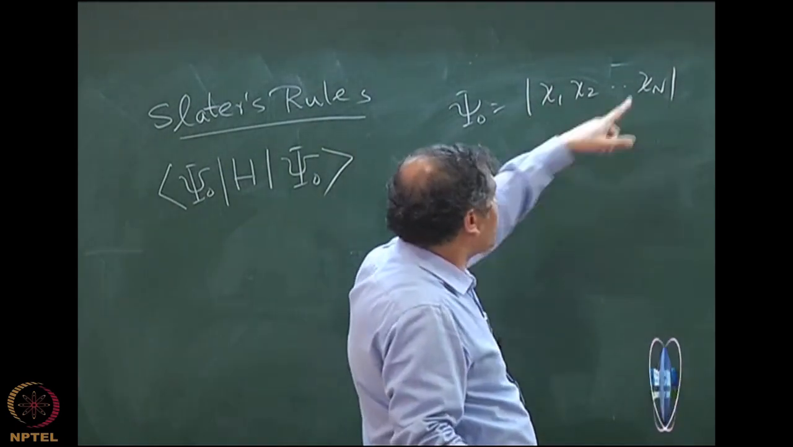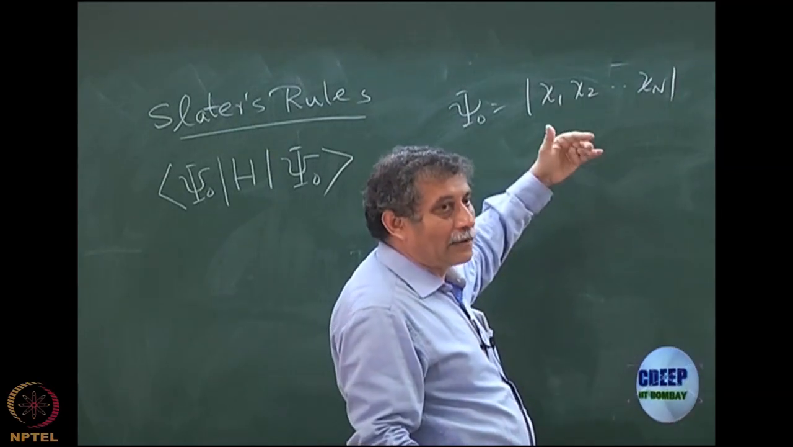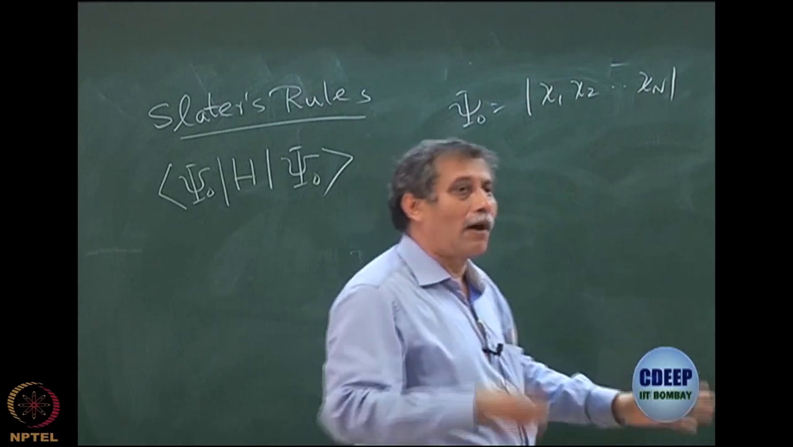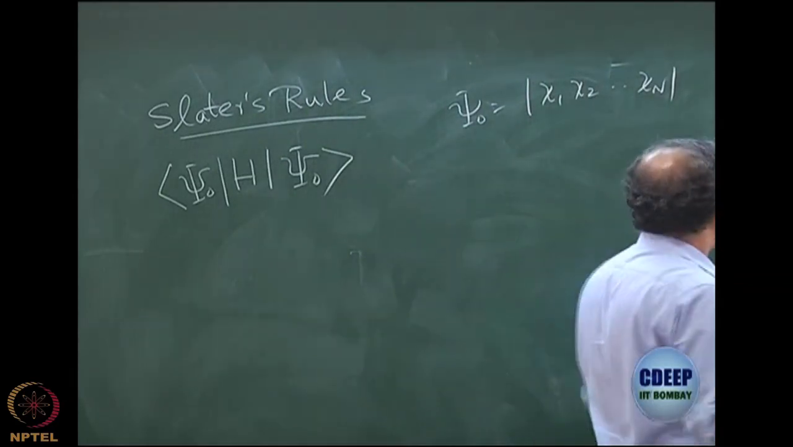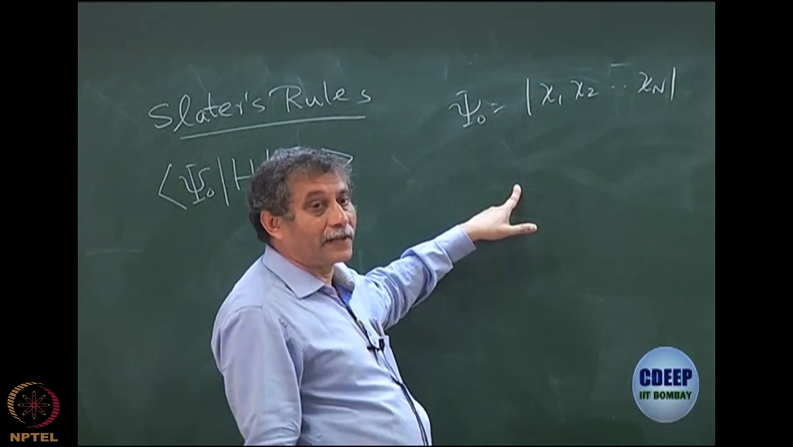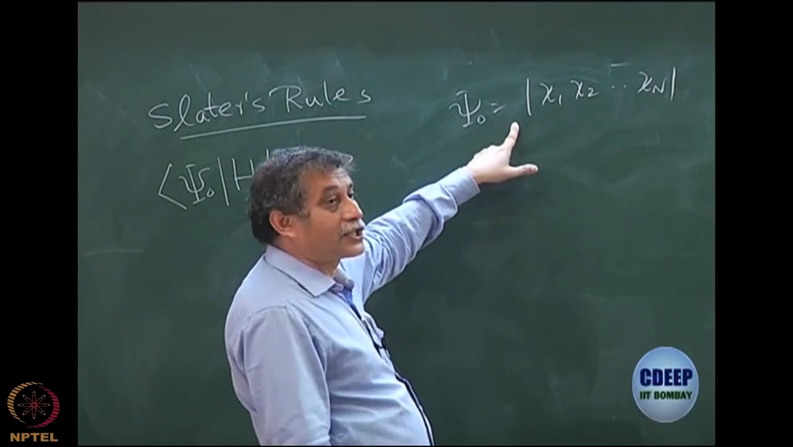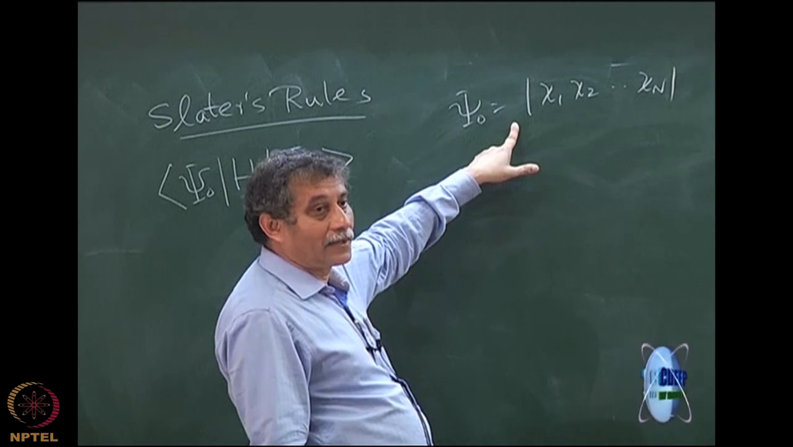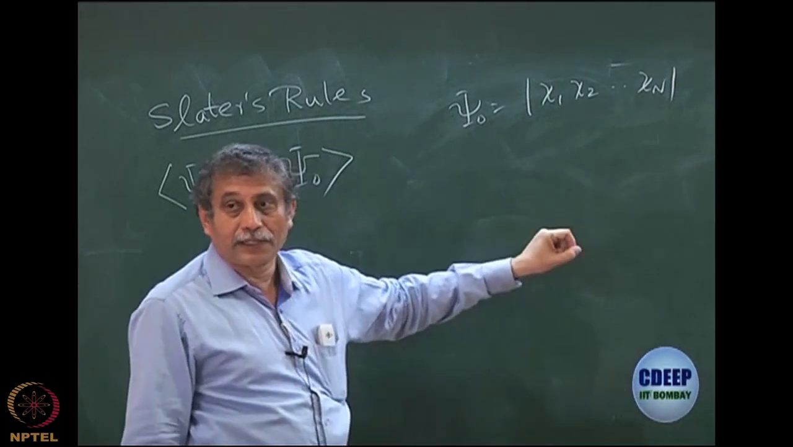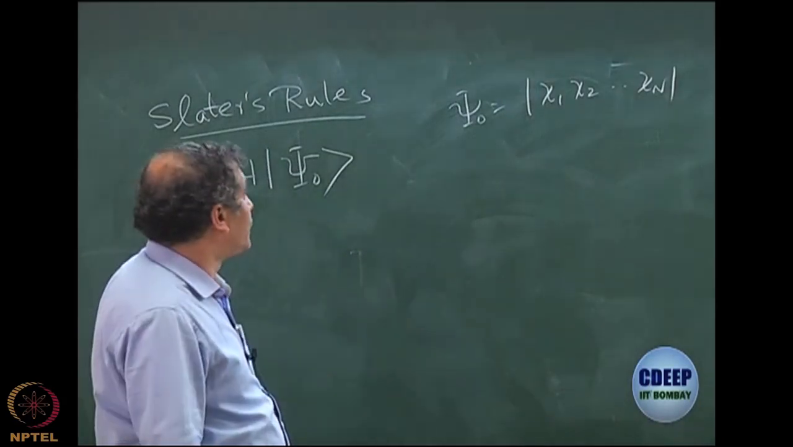But actually, it is a determinant where each spin orbital is a row and coordinate is a column, or vice versa, it does not matter. And you have a 1 by square root n factorial stuck in for normalization, do not forget that. We do not write it in the shorthand abbreviation. But when you write in the long form, there is a 1 by square root n factorial, so do not forget it as a determinant.